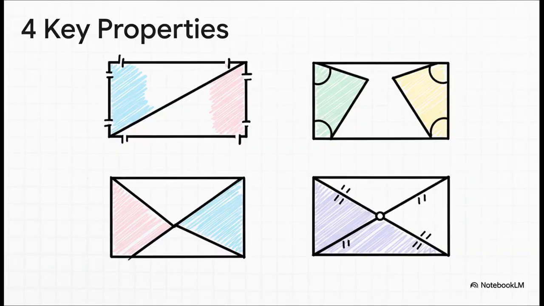Okay, this is the slide you want to screenshot, memorize, tattoo on your arm, whatever works. These four properties are the secret code. In any parallelogram: 1, opposite sides are equal; 2, opposite angles are equal; 3, a diagonal splits it into two identical triangles; and 4, the diagonals cut each other into perfect halves. You master these, and you've basically mastered this whole chapter.